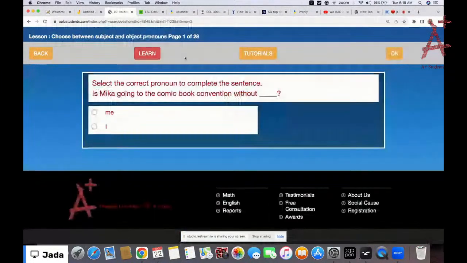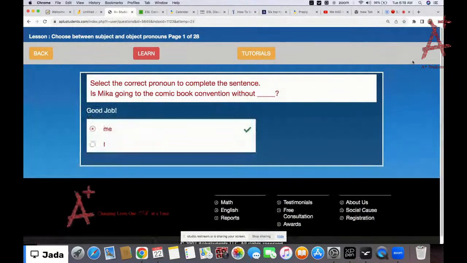All right, so we have 28 questions. Let's see how many we can do together. Select the correct pronoun to complete the sentence. Is Mika going to the comic book convention without I or without me? So which one is it gonna be? Is it gonna be me or I? Without me or without I? What would be the best pronoun in the sentence? Me. Okay, perfect. So me, that means object pronoun.